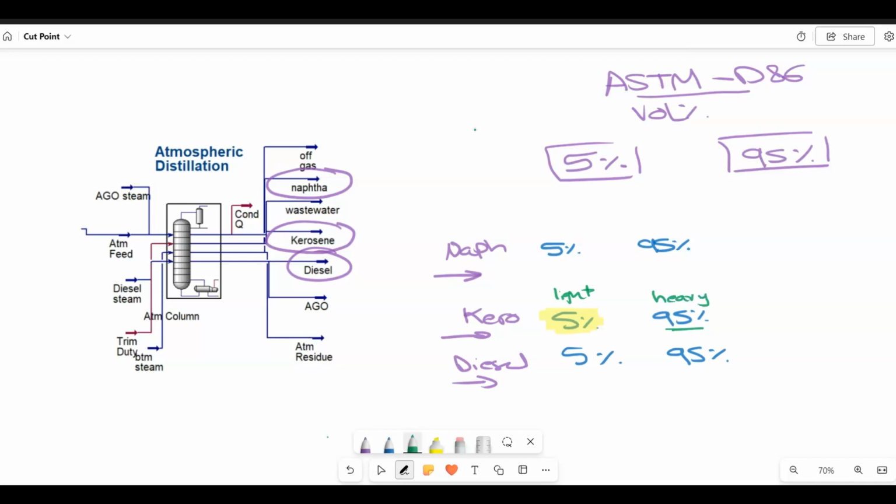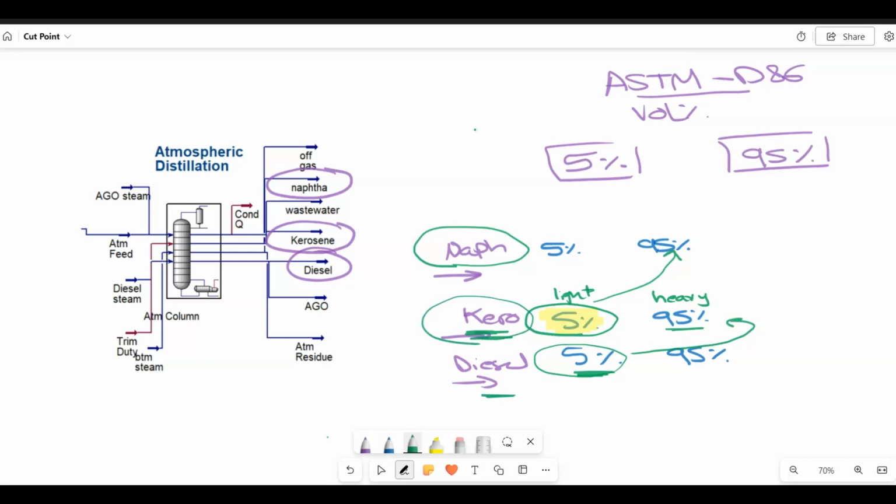So if I am going to increase the naphtha, I will decrease this 5% and take some of it and add it to the 95%. If I want to increase the kerosene, I'll take from the 5% of diesel, these are the light components, and add it to kerosene, because kerosene is lighter than diesel. So if it's going to take from diesel, it will take from its light components. For naphtha, naphtha is lighter than kerosene, so if it's going to take from kerosene, it will take from its light components.